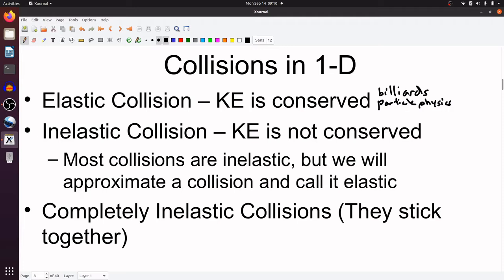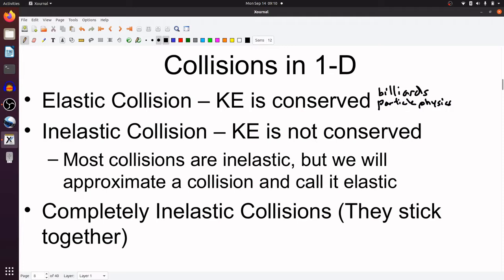We usually approximate a collision and call it elastic. For example, with billiard balls, the kinetic energy is not completely conserved, meaning there's going to be some loss of energy due to friction. But we generally will call that an elastic collision because it's pretty close. Like with particle physics, it's pretty close, so we use that. And so really, that's why I said that while there are 3 types of collisions, we only really deal with 2, elastic and completely inelastic. And that's my last one.